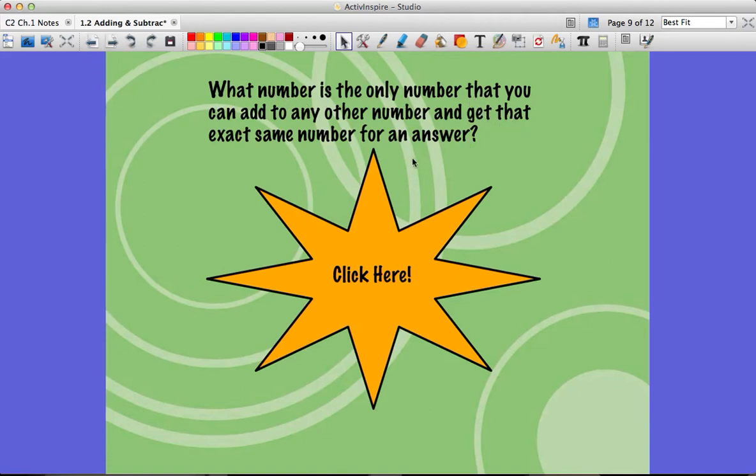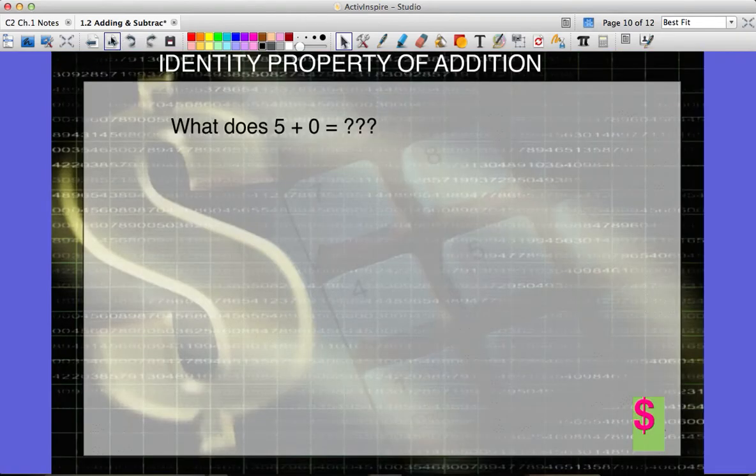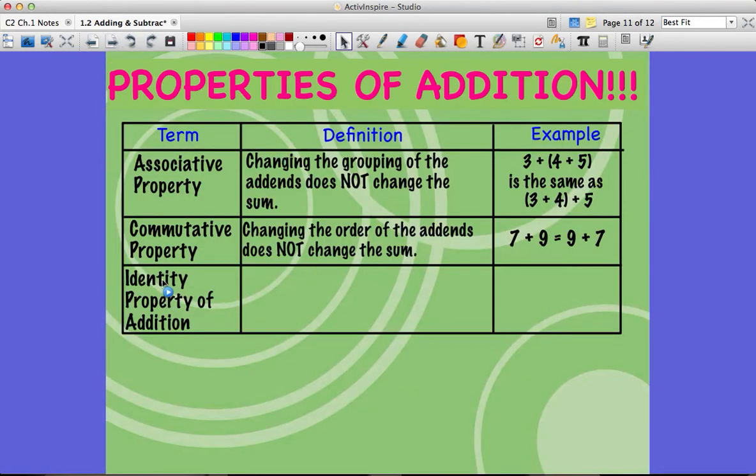What number is the only number that you can add to any other number and get that exact same number for an answer? So if I gave you the problem 2 plus something equals 2, what's the only number we can put here? If you said 0, you are correct. Okay, so this is what we call the identity property of addition. The sum of any number and 0 is that number.